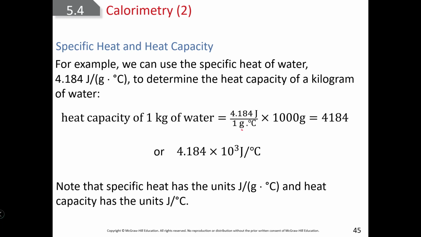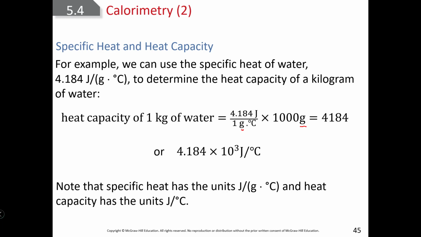So you can see this is in grams. This has to be in grams, so you convert the kilograms to grams, so those will cancel out, and you'll get 4,184 joules per degree Celsius. And again, for a number that large, we put that in scientific notation and make it 4.184 times 10 to the third joules per degree Celsius. So that's how much energy has to be applied to this mass of water to raise 1 degree Celsius.